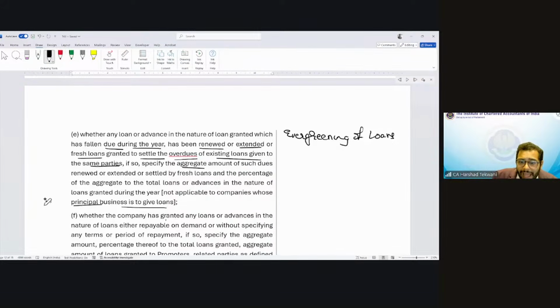And if so, the aggregate amount of such dues, and the percentage of the aggregate to the total loans and advances in the nature of loans granted during the year. So if evergreening is there, then you need to specify the aggregate amount of such dues, plus the percentage of the aggregate to the total loans. You need to provide a percentage of how much of the total loans those represent.